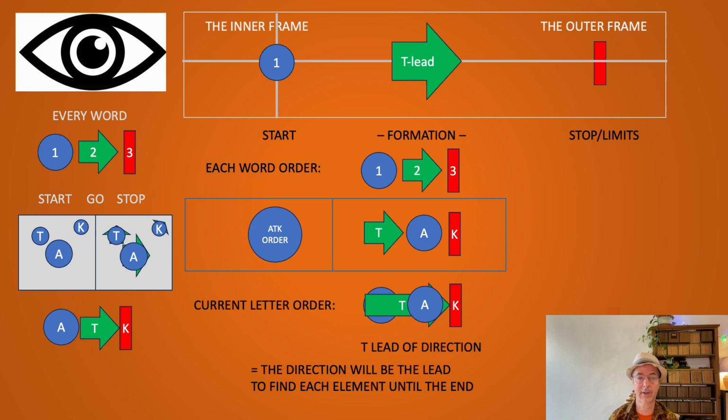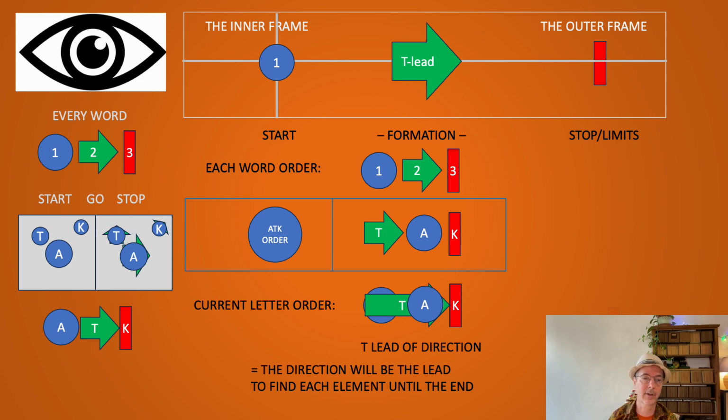It is very easy to understand that there's a starting point, something which develops, and an ending with limits. The letters have this order of reference as well. So A, T, and K are the same thing: first, continuation, last. If you change the order, it will change the concept a little bit.